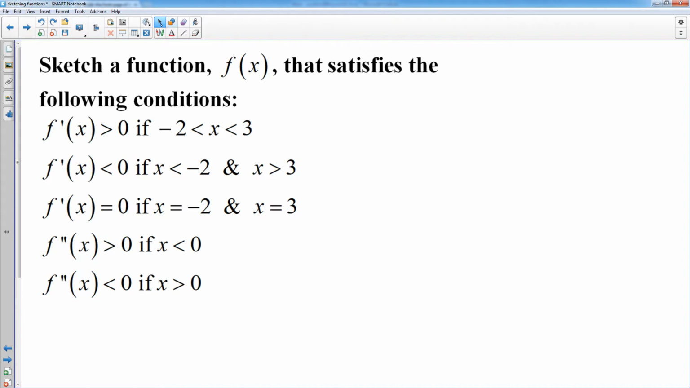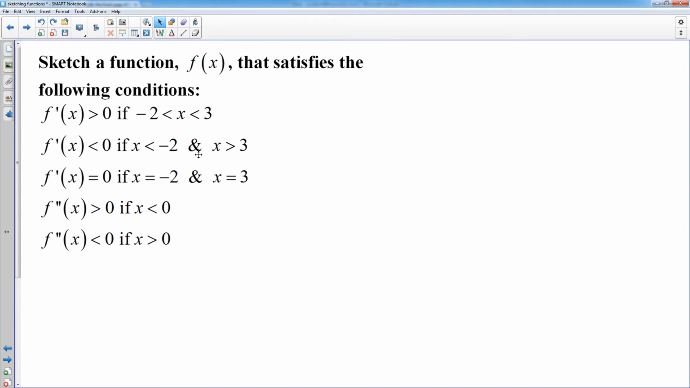I want to sketch a function that meets all of these criteria. Looking at this, it says first, the derivative is positive between negative 2 and 3, which means my function will be increasing. That's just my little note. Arrows are not an acceptable answer, but it's okay to use those as a way of thinking. F prime is less than 0 means my function will be decreasing. F prime equals 0 means we are temporarily horizontal, so I'll put a little dash there with a slope of 0.